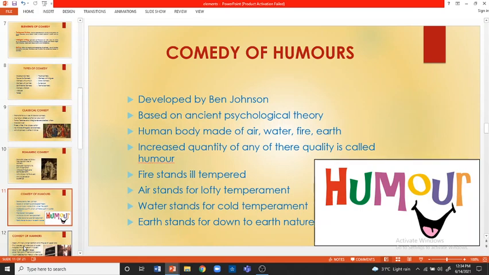The comedy of humours is based on the ancient psychological theory of the four humours, named blood, phlegm, choler, and melancholy, whose mixture helped to determine both a person's physical condition and character type. Ancient people believed that the human body is made of air, water, fire, and earth.